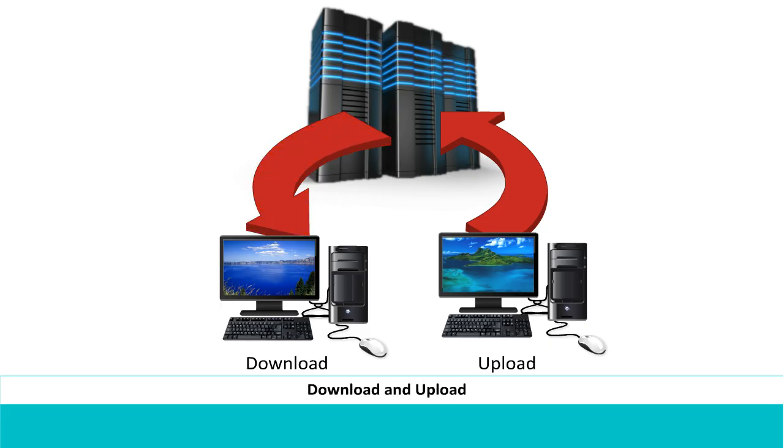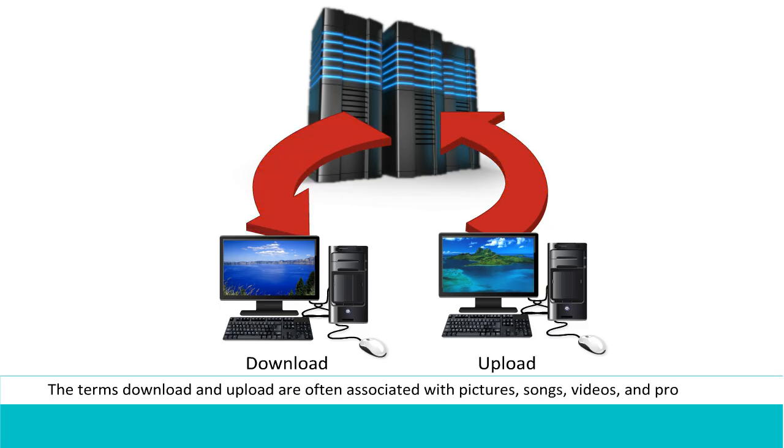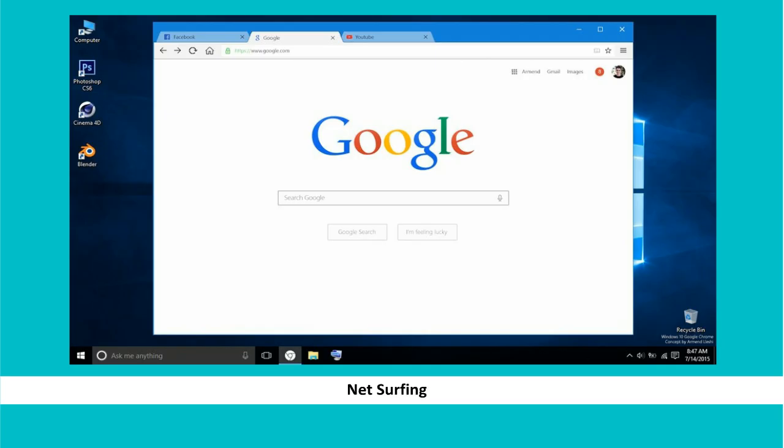Download and upload. Download is the process of receiving programs or information from the internet. Upload is the process of putting programs or information from our computer to the internet. It is just opposite of download. The term download and upload is often associated with pictures, songs, videos, and programs. Net surfing. Moving from one page to another on the browser is called net surfing.